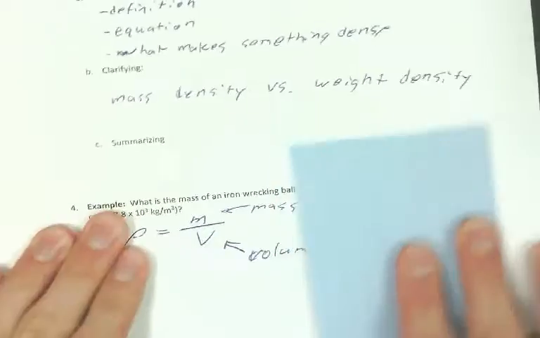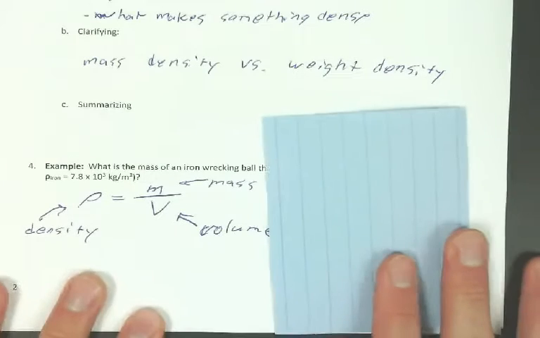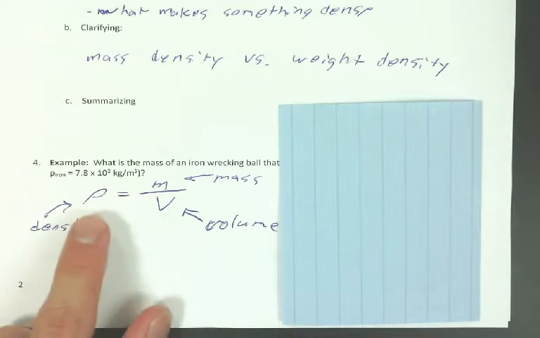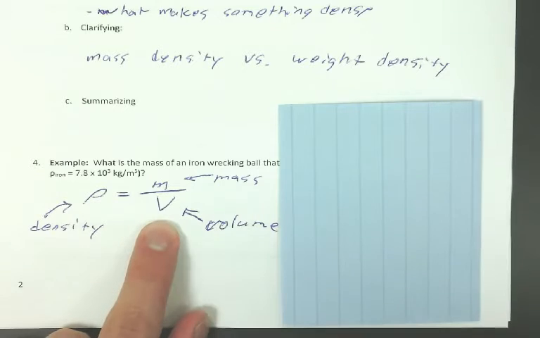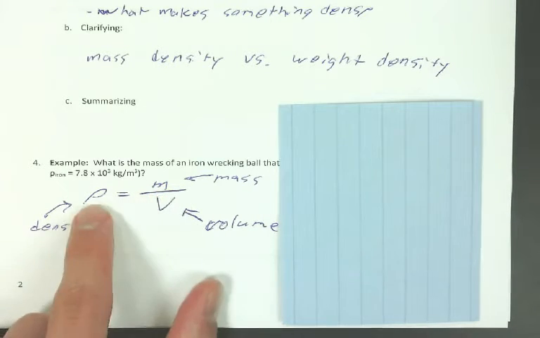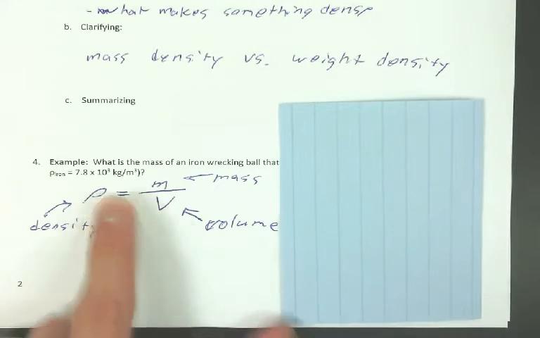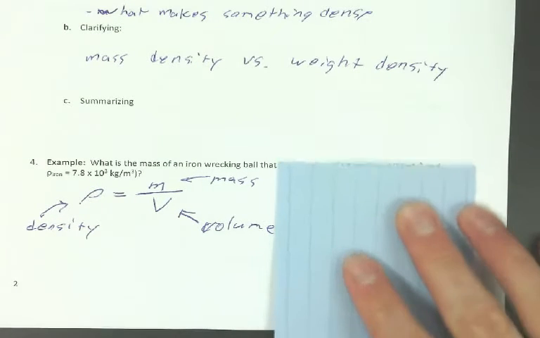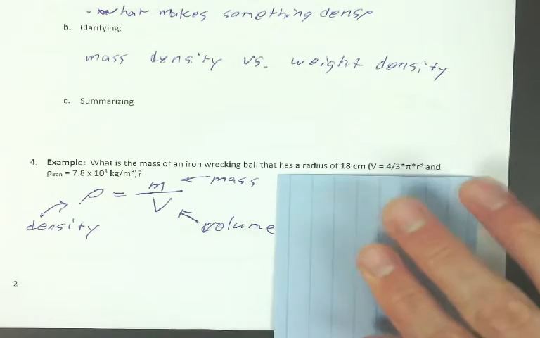All right, let's do our example problem here for density. So the equation for density is rho equals m over V. So it's capital V for volume, not lowercase v for velocity. Okay, it's mass, normal, lowercase m, and that's not a p, it's the Greek letter rho, and it's what the symbol is for density. So what's the mass of an iron wrecking ball that has a radius of 18 centimeters?